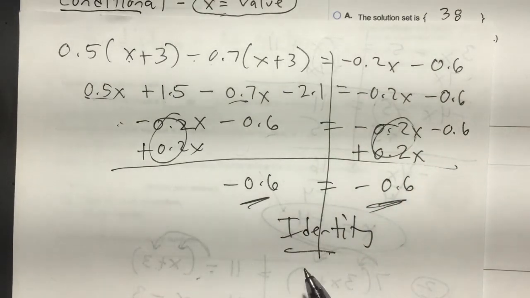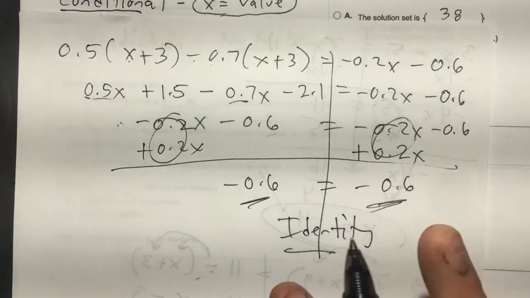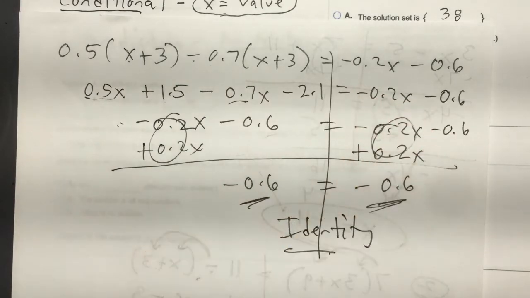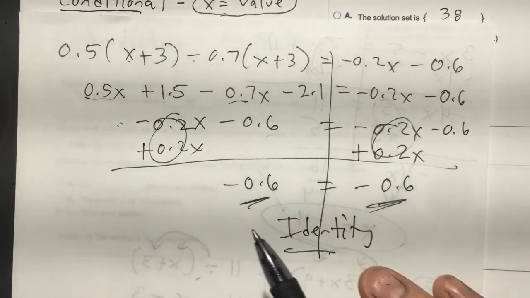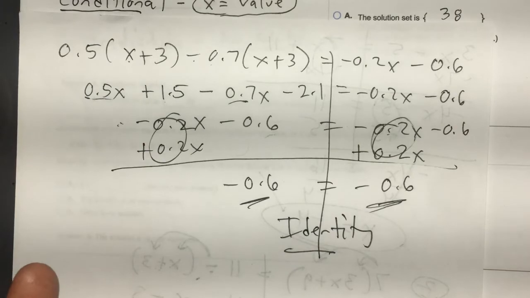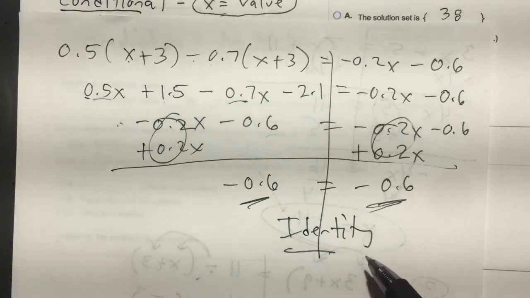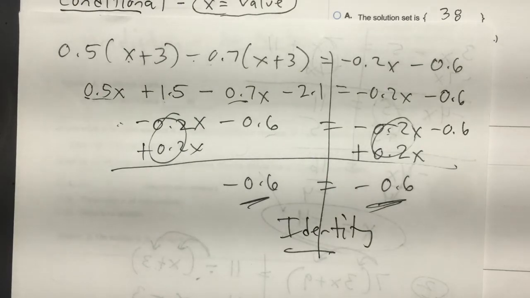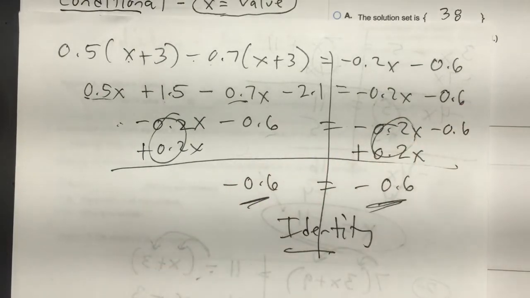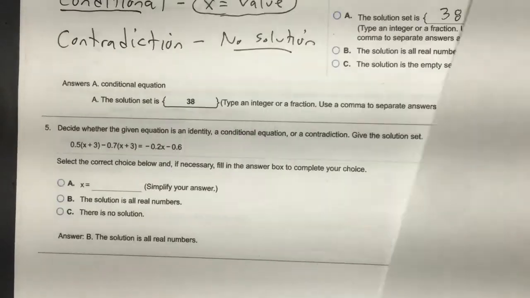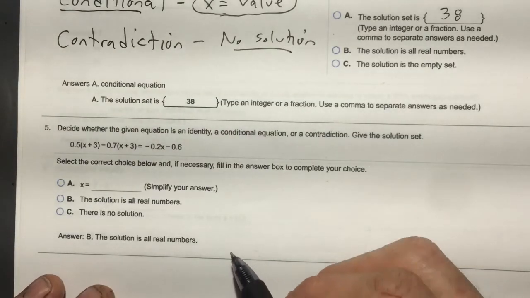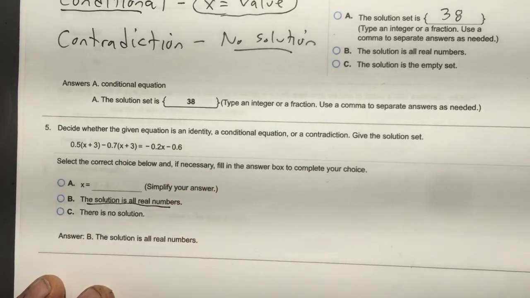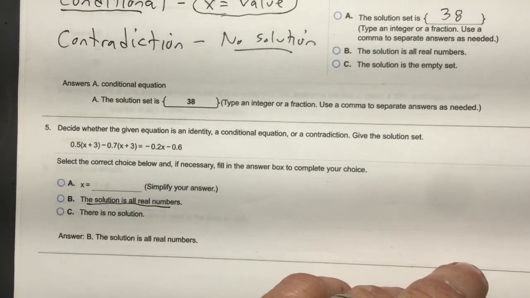This is an identity. No matter what I put in for x, it's going to work out. I could put 1 million in for x, and it works out. I could put 3 in for x, and it works out. Now you could try a couple values to see if it is in fact an identity, but it is. So on this one, it's an identity, which means it's B. The solution is all real numbers.